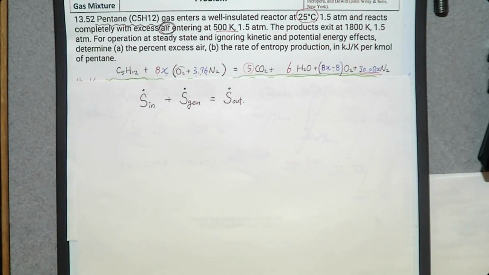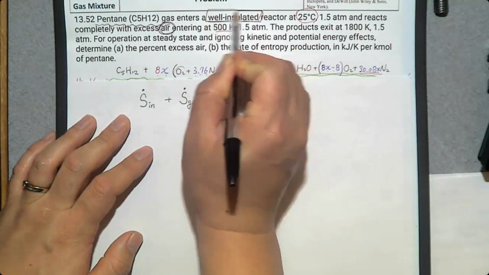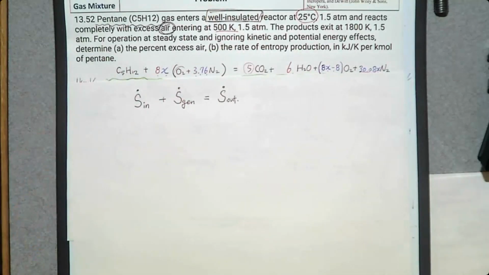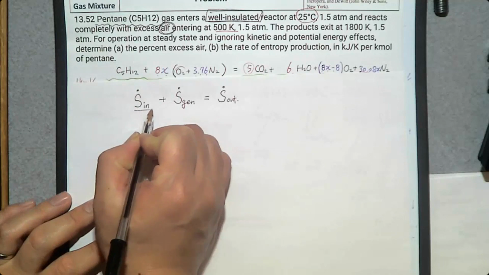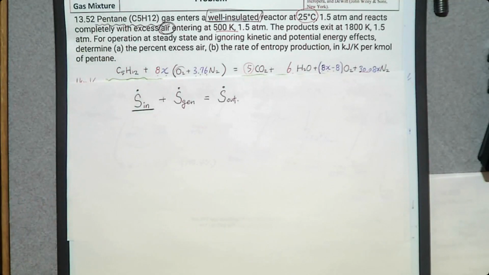Then what kind of entropy transfer into a system? It can be either heat or mass. By the way, it says it is well insulated, so there is no heat transfer. So the only entropy transfer can be done by mass. So, entropy transfer at the inlet.